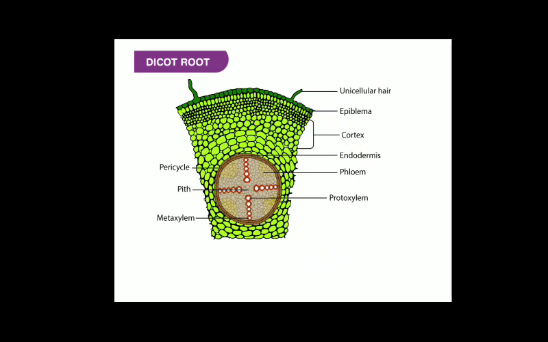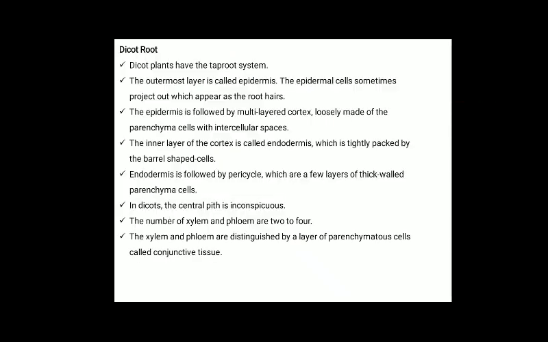Then we have the structure of dicot root. Dicot root consists of unicellular hair. The outermost layer is known as epiblema. Then we have cortex followed by endodermis. Let's see the parts or structure of dicot root. The dicot plants have taproot system.